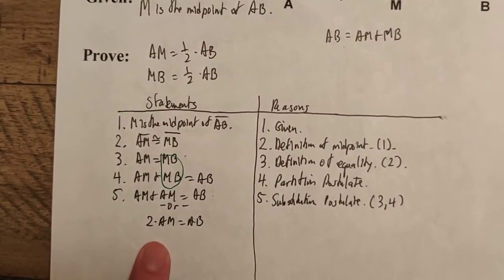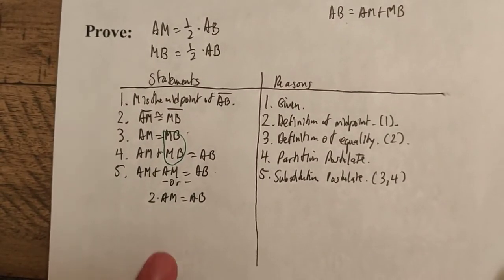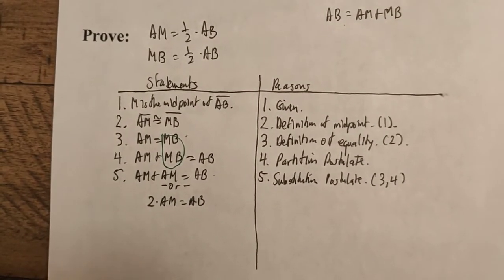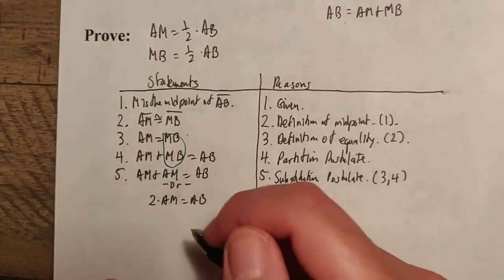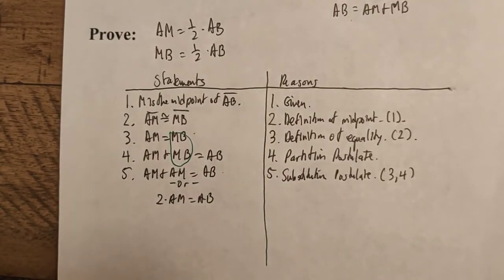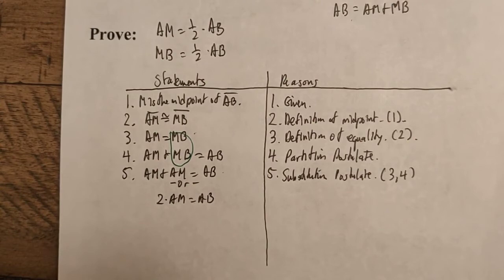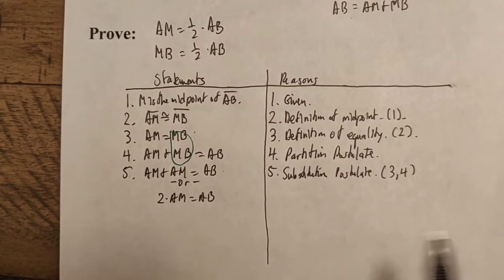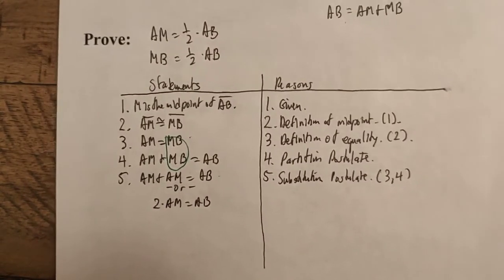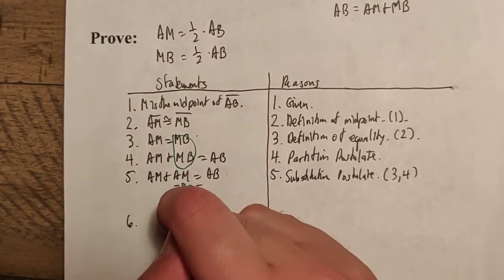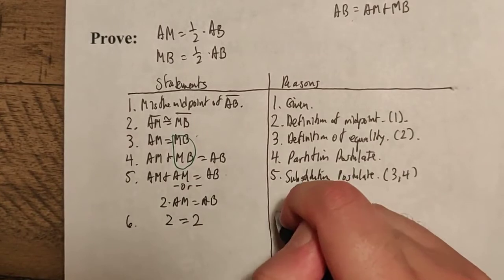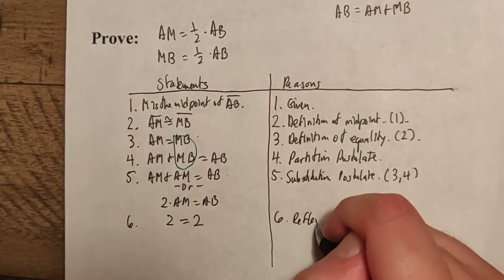Now, this is not our goal, but we're pretty close to our goal, right? 2AM equals AB. So what I have to do to get to 1/2 AB is divide both sides by 2. So in order to use a division postulate, we want to make sure that we can divide by 2 here. Remember that the division postulate works just like the addition and subtraction postulate. You need 2 pairs of equal things. I've got one pair, but I need another pair. And that other pair we know is going to be the fact that 2, right? We're going to divide both sides by 2. And we can establish the fact 2 equals 2, and this is our reflexive property here.